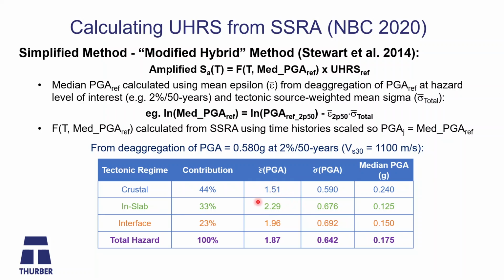There's your median epsilon that I showed you previously, percent contribution from each source, your mean sigma values, which we showed previously, and then these are the median PGA values you get: 0.24, 0.125, 0.15 for interface, and the total hazard is 0.175.